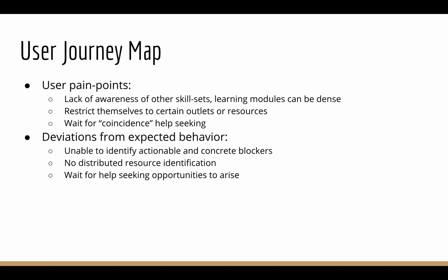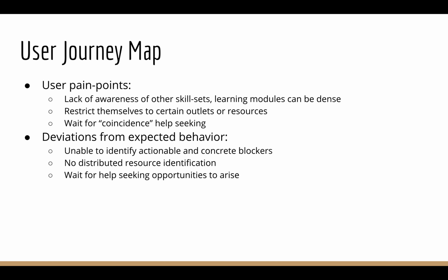A lot of the time, users restrict themselves and feel bounded to certain resources and outlets. As for outlets, they feel like there's only a certain effectiveness of them, and for resources, they're not aware of other things they can use and feel like only people in their special interest group or people who are aware of their project very well could actually help them. And a lot of the time, users wait for coincidental help seeking, so they hope that the resources they want to utilize are in the same space as them at the same time so they can seek help, rather than actively seeking help. That also comes in the deviation of expected behavior. The last point of waiting for help seeking opportunities to arise is that students wait for studios or less sick time.